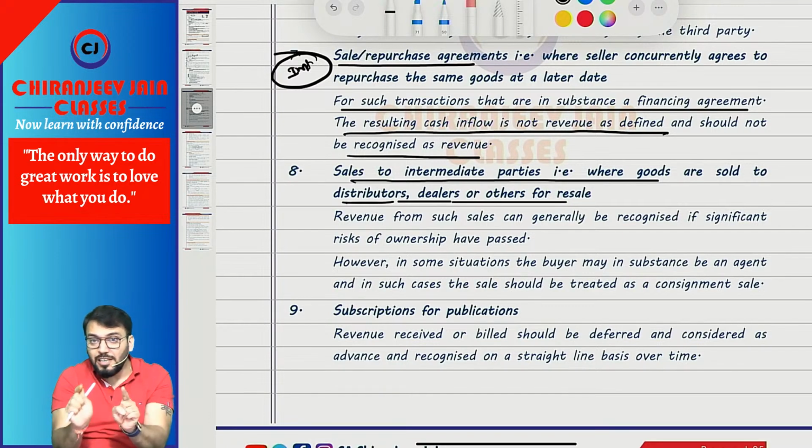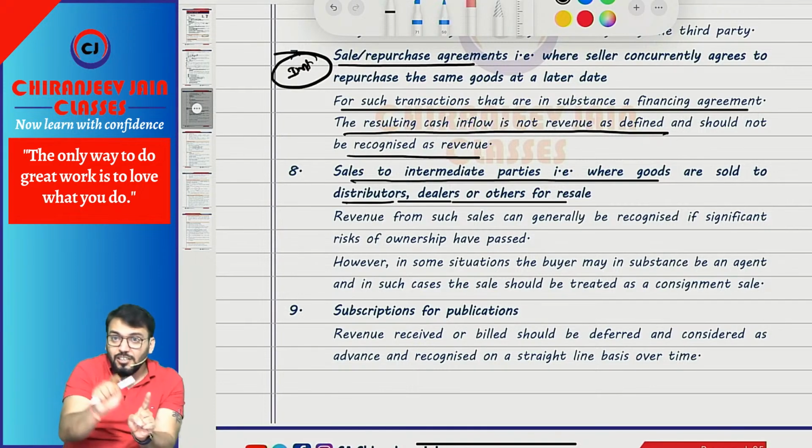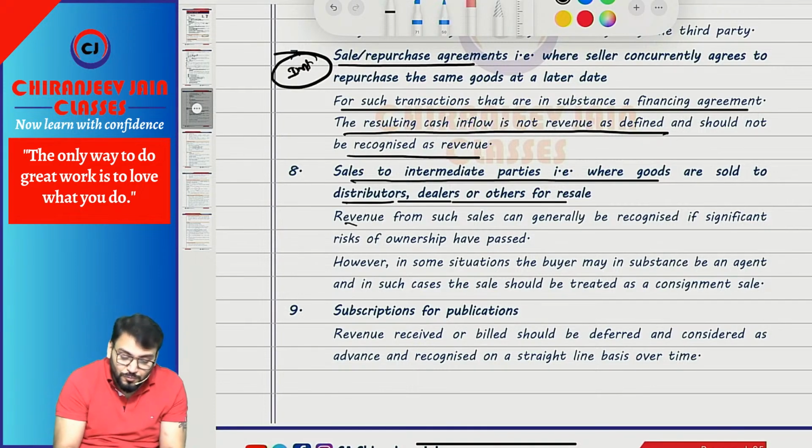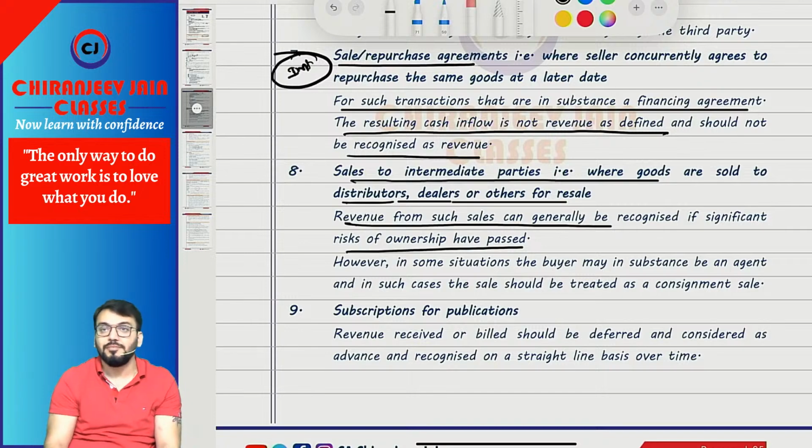So we need to first find out whether the intermediate party is an agent or not an agent. Understood? The revenue from such sale is generally recognized if the significant risk and reward has been transferred to the intermediate party. So it means they are not an agent.